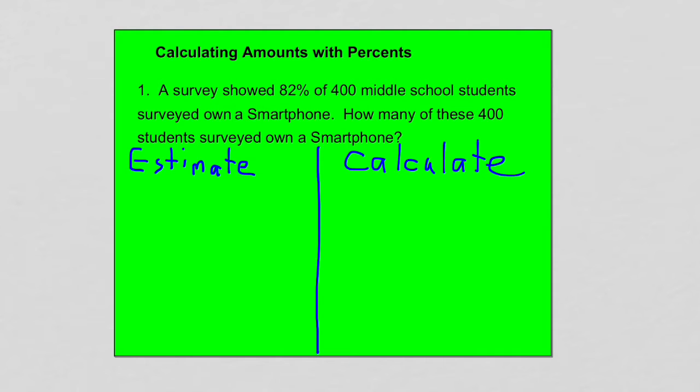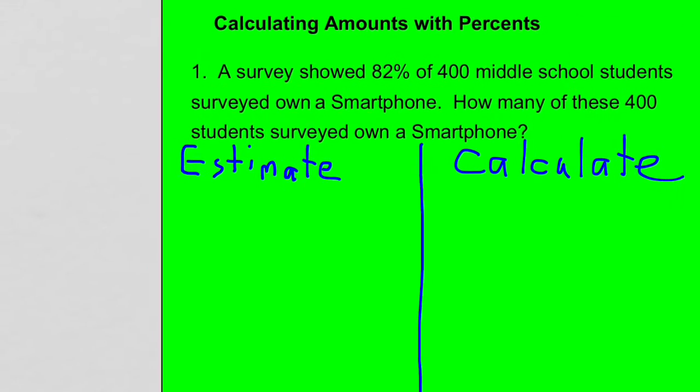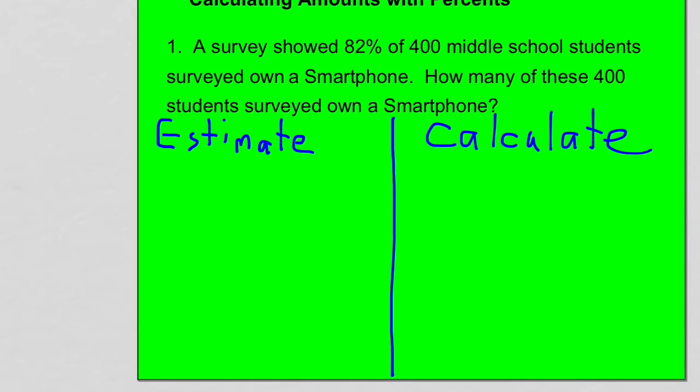So we did some problems. I have a book of surveys, and this is a survey from a few years ago. A survey showed 82% of 400 middle school students surveyed own a smartphone. How many of these 400 students surveyed own a smartphone? So what we want to do first is estimate 82% of 400. So we would do some of the mental math and rounding that we did previously. So we'd want to start off saying, okay, well, I can round 82% to 80%.